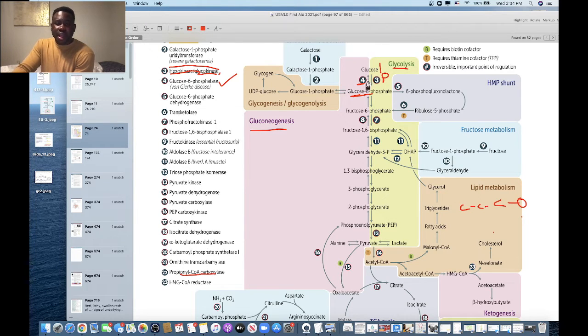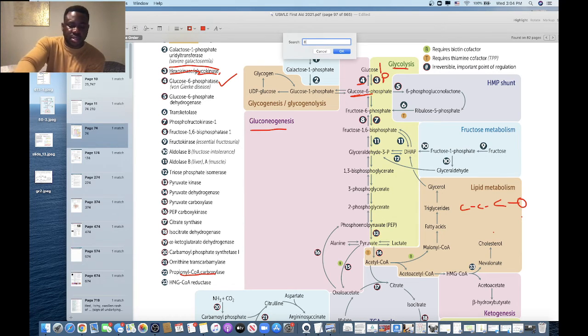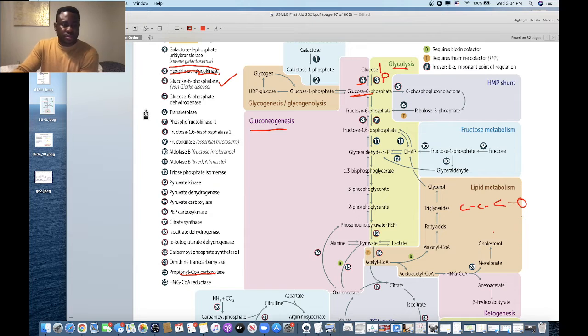This enzyme, glucose 6-phosphatase, is not in the muscles. Muscles lack this, so please take note. Muscles lack it. It's high yield information. So let's go back to what we were discussing on page, I think, 86, I guess.